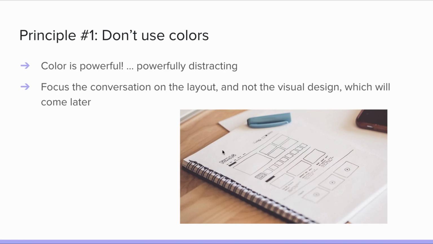So, like the wireframe shown in this picture, you can see there is no color except some colored-in blocks, but that is just the buttons or something like that. Overall, there's no color. It's pretty much just laying out the structure of the website, and that is what a wireframe is for. So focus on the conversation of the layout, not the visual design, which will come later.